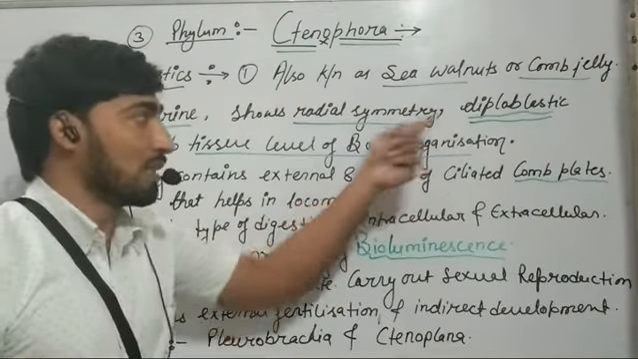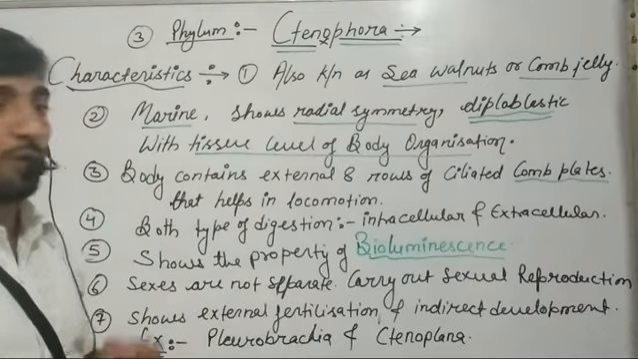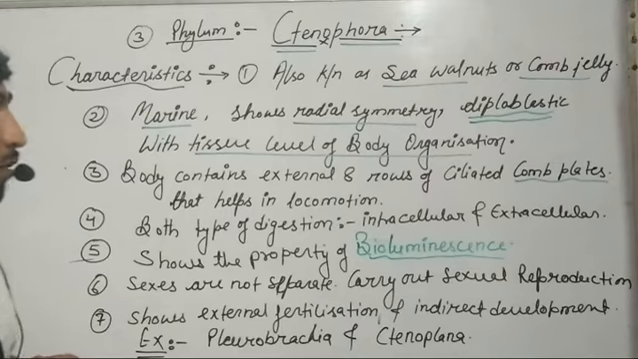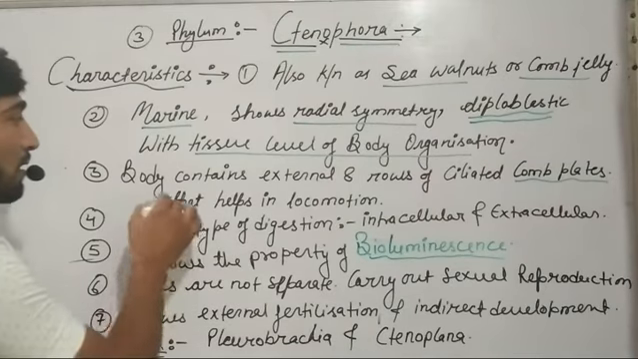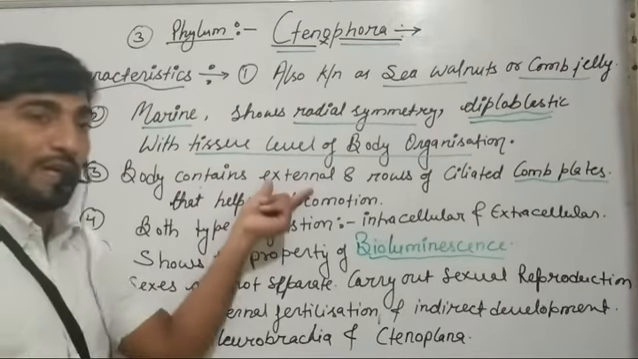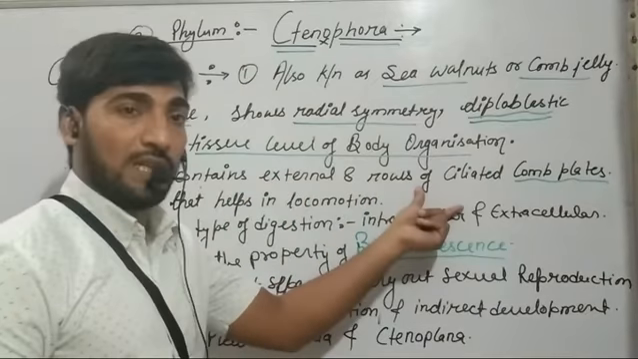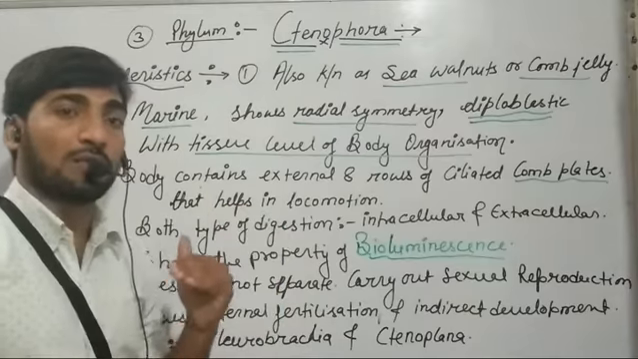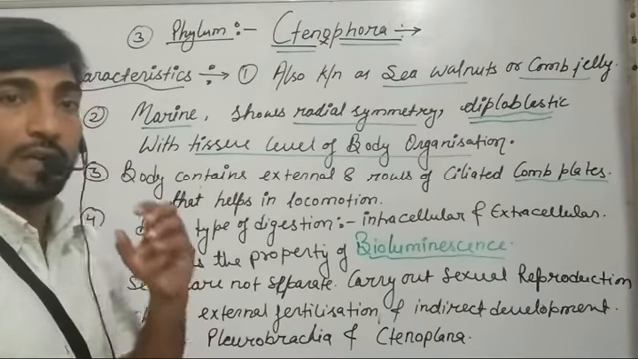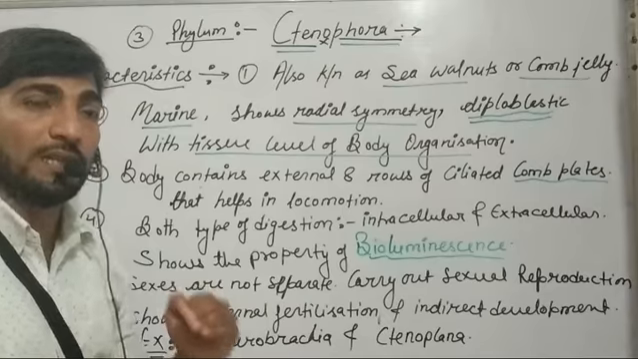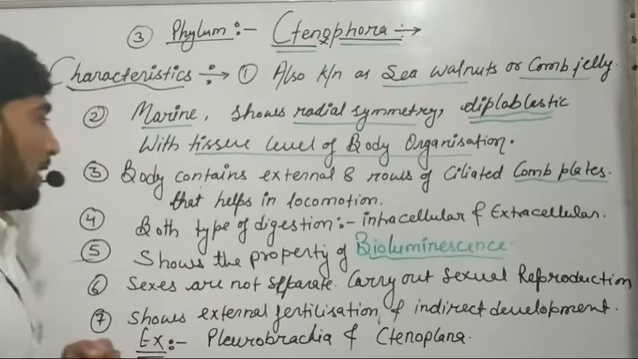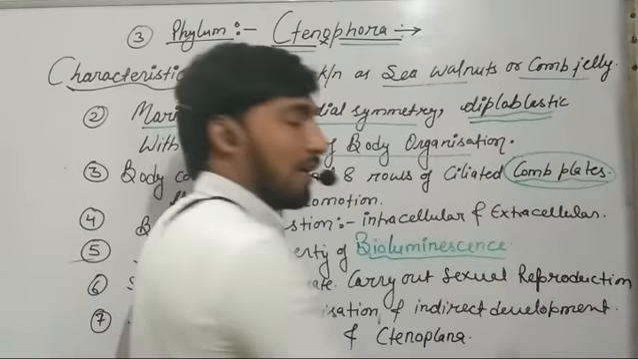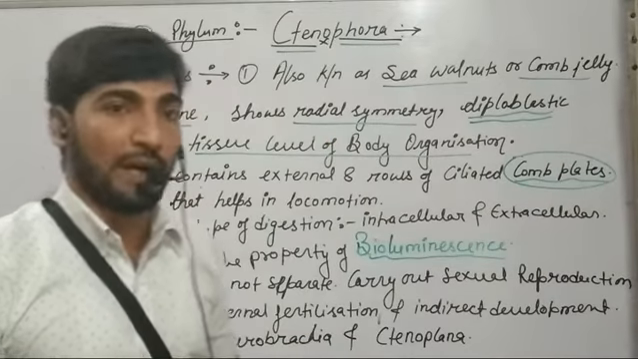They are diploblastic and have tissue level of body organization, and they are also known as sea walnuts or comb jellies. Further, their body contains 8 external rows of ciliated comb plates. On the external part of their body, they contain 8 rows of ciliated comb plates, and these comb plates help in their locomotion and movement.